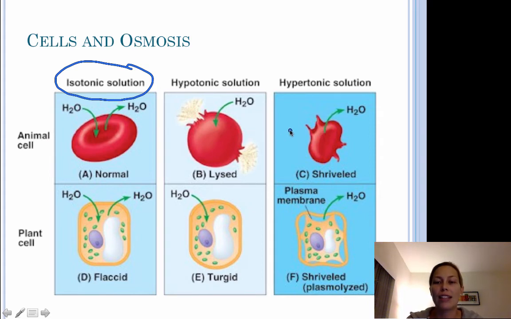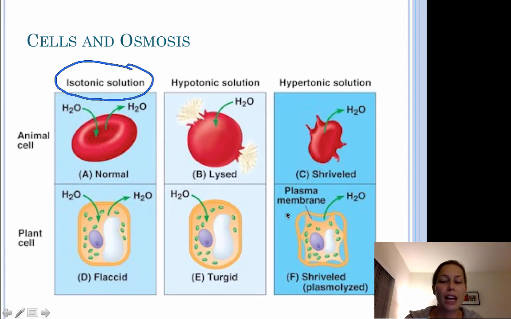Let's take a look at a cell in a hypertonic solution. So in a hypertonic solution, that means that there's more water in the cell than there is in the environment. So water is going to move again from an area of high concentration to an area of low concentration outside the cell, and the cell is going to shrivel up.